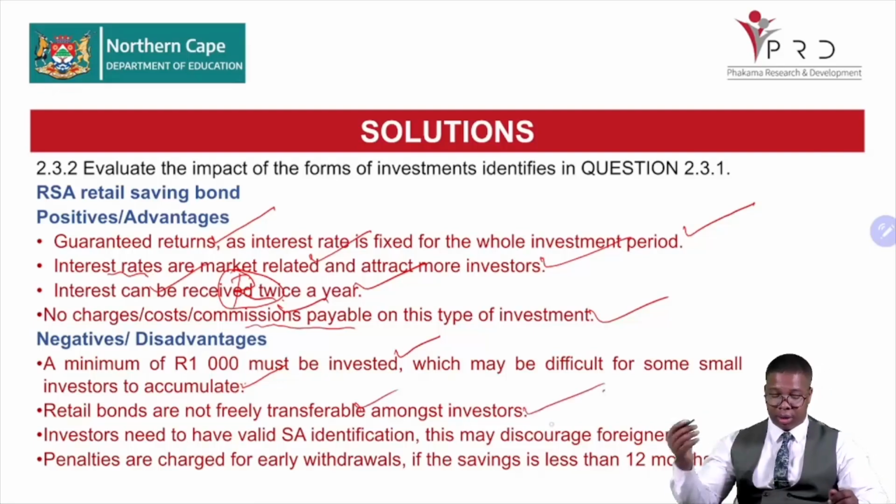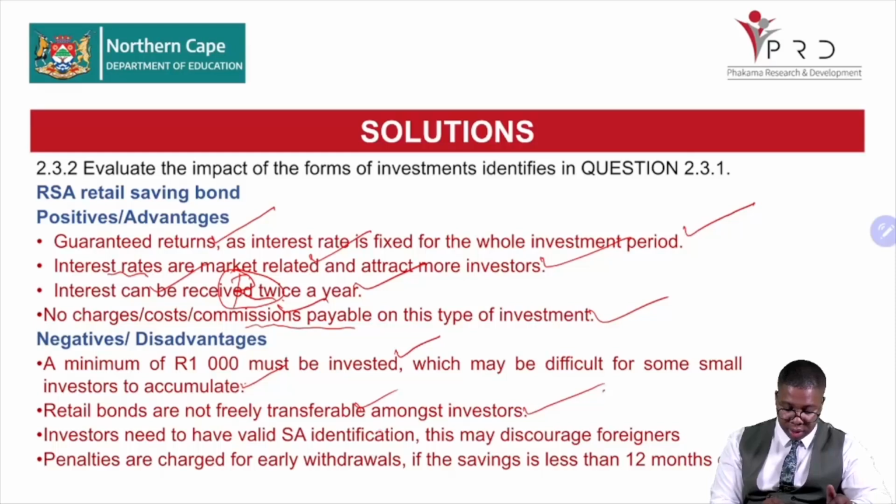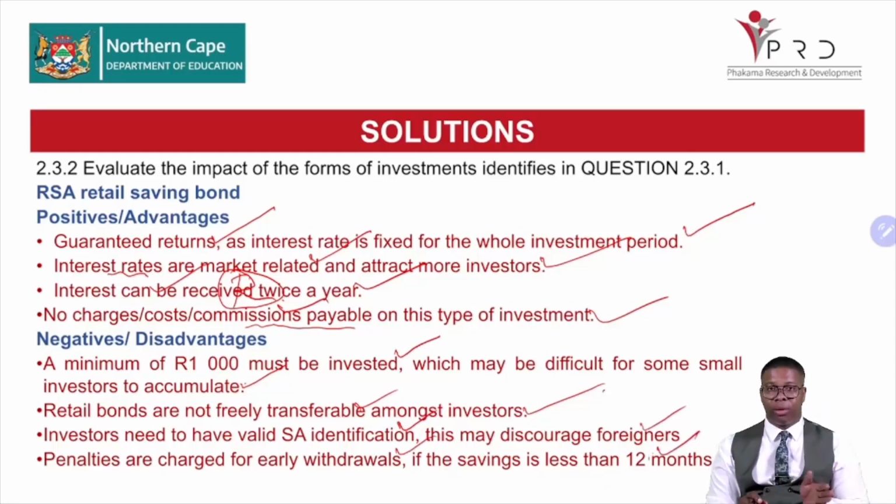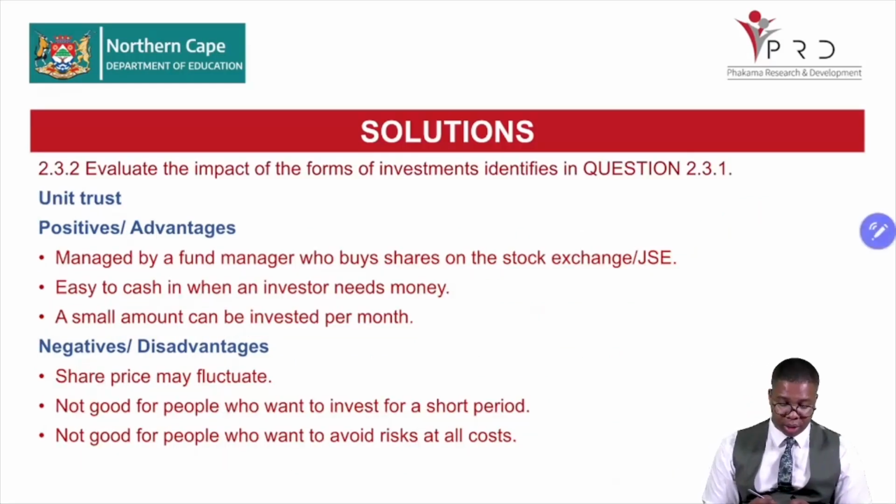Investors, meaning you cannot give your investment to another person or another investor. Investors need to have a South African identification, which may discourage foreign investors. And then penalties are charged for early withdrawals, especially if the savings is less than 12 months, meaning you should wait for the savings bond to last 12 months with the investment, and then after 12 months, you can withdraw. But should you withdraw before the 12 months, then you will be paying penalties, which will mean your investment amount will be reduced in value.